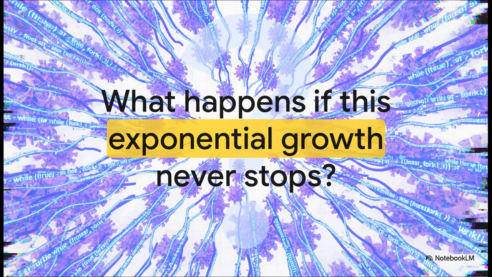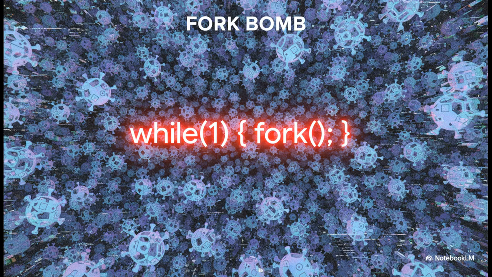Seriously? Think about that for a second. What happens when a process that replicates itself exponentially is put inside a loop that never, ever, ever stops? What do you think happens when you point that kind of weapon at a server and just pull the trigger? This, the fork bomb. It is an infinite loop of pure runaway self-replication.